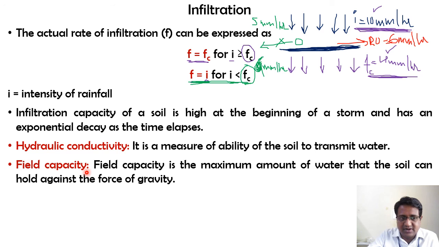Similarly, the last part will be field capacity. We have already discussed field capacity in the previous session. So field capacity is nothing but the maximum amount of water that the soil can retain against the force of gravity. It is the maximum amount of water that the soil can withhold against the force of gravity. So that is what is given in the field capacity process. These are a bit more explanation on the infiltration process.